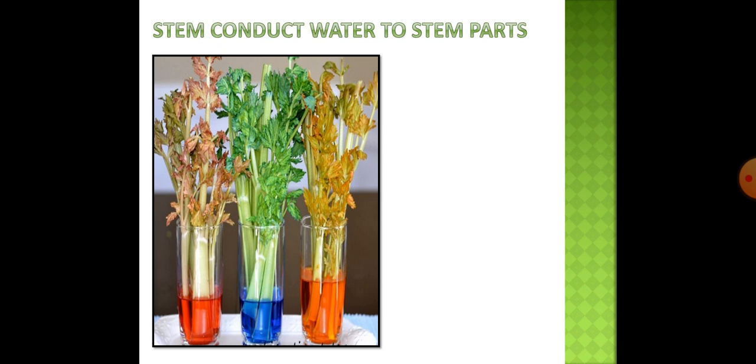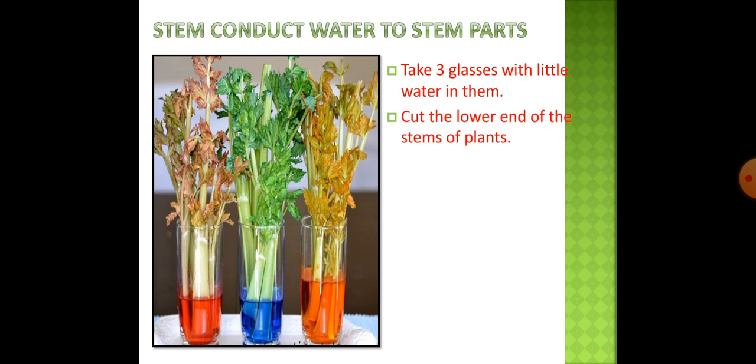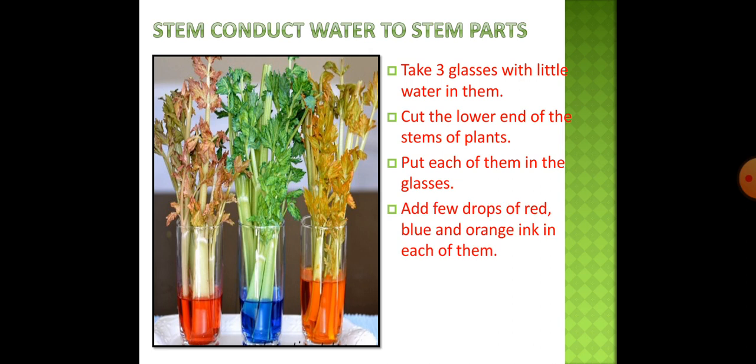This is that experiment, and for this experiment what we have to do is, first point, take 3 glasses with little water in them. Now cut the lower end of the stem of plants. Put each of them in the glasses. Add few drops of red, blue and orange ink in each of them.